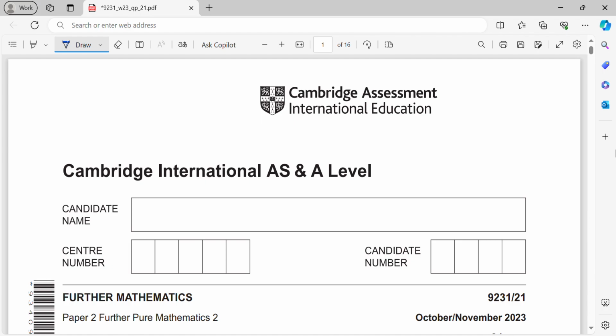This video is to discuss Cambridge International AS and A-Level Further Mathematics Paper 2, which is the Further Pure Mathematics 2 for October-November 2023, and the code is 9231/21. Just for your information, the content of this paper is the same as 9231/23. That means the variant 3 paper.